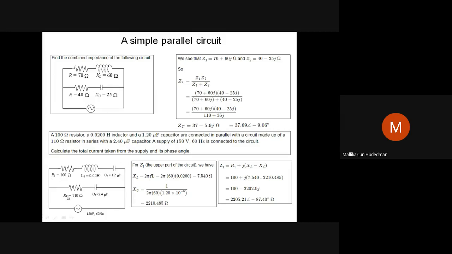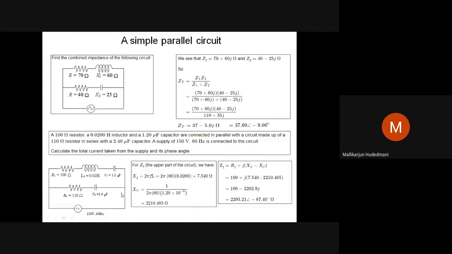Similarly, the second arm I have to do. That is on the next page. You can see here, for Z2, XC is 1 by 2 pi F C. Then R2 plus j XC. If I use this, I'll be getting a similar answer, though numerically different because the value of C2 is different from C1. So I can get the value of Z2.